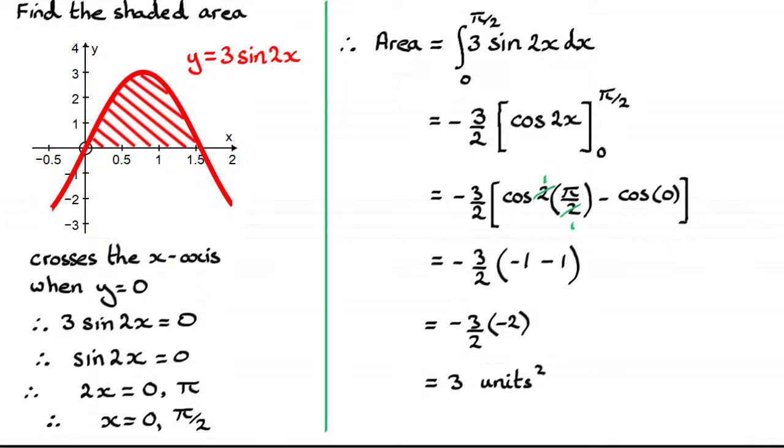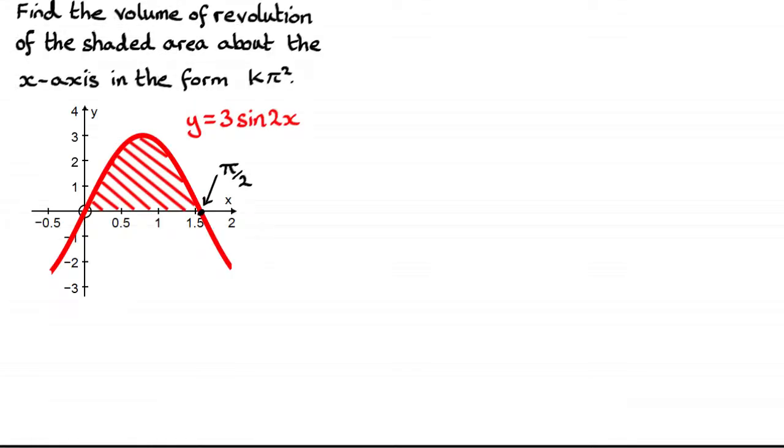Okay, last question now. It's going to be on volumes of revolution. Why are we going to be looking at volumes of revolution? Well, you'll see why. Hopefully you jotted down all that stuff I talked to you about, those formulas on integrating sine squared, because this is a question on integrating sine squared functions. We've got to find the volume of revolution of that shaded area that we were just looking at, about the x-axis. Give your answer in the form k pi squared.